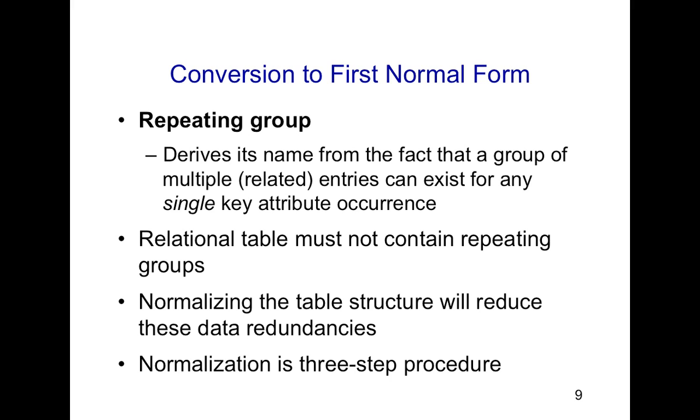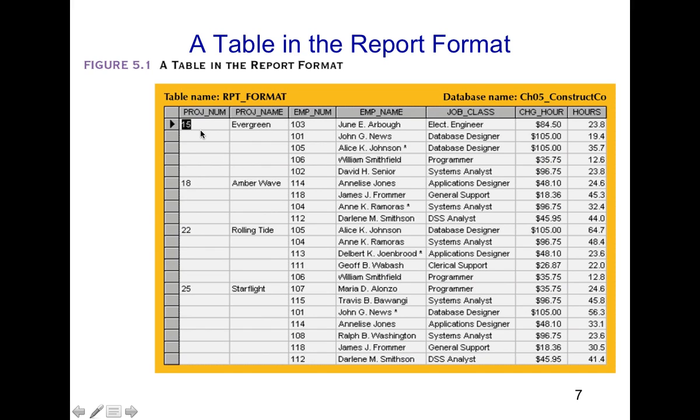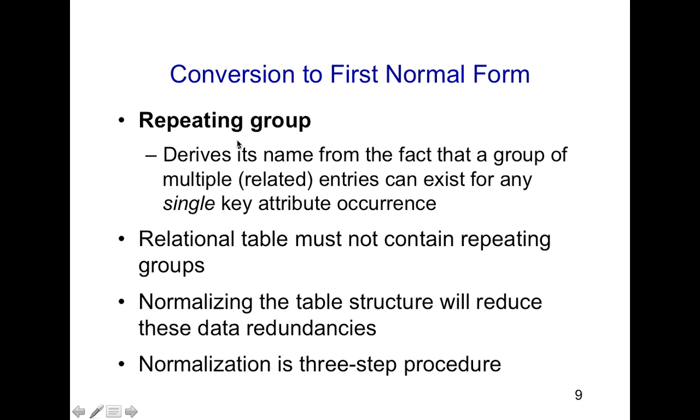The name is derived from the fact that a group of multiple related entries can exist for any single key entry occurrence. It's easier just to look at it this way: single key occurrence, multiple entries for one. These are all really project 15. Relational database tables cannot have any repeating groups in them. So to get it into first normal form, we're going to get rid of the repeating groups. Normalization on the table will reduce the data redundancies.